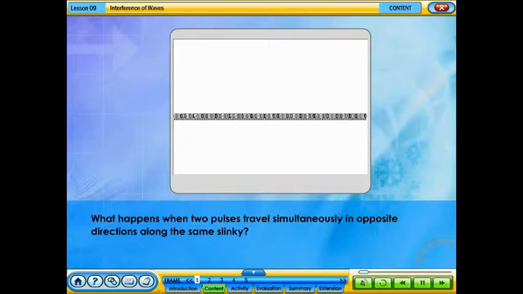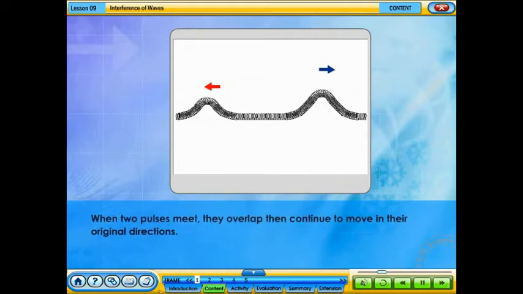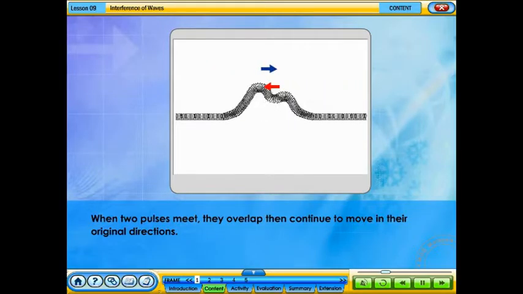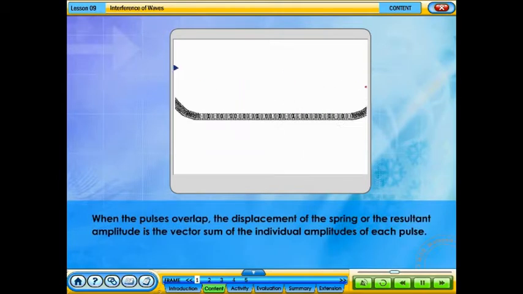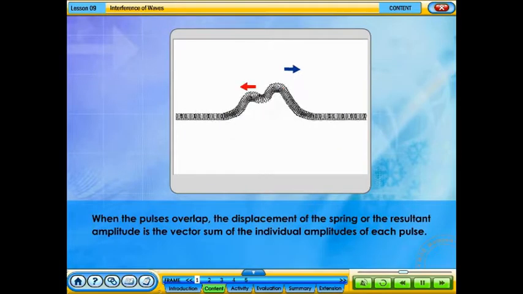What happens when two pulses travel simultaneously in opposite directions along the same slinky? Click Start to start the pulses from each end of the slinky. When two pulses meet, they overlap, then continue to move in their original directions. When the pulses overlap, the displacement of the spring, or the resultant amplitude, is the vector sum of the individual amplitudes of each pulse.